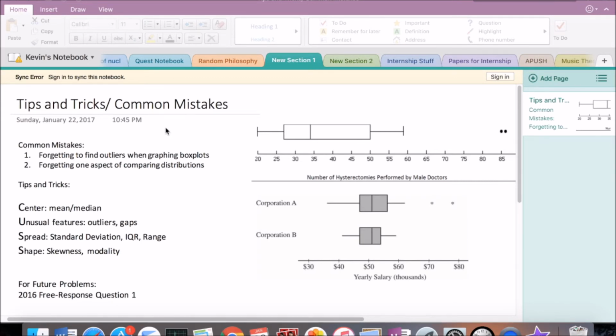Second one is forgetting one aspect of comparing distributions. So to solve for that, we recommend that you have an acronym in mind that helps you remember every aspect. Here we have CUSS, C for center, U for unusual features, S for spread, and the last S for shape. So to use this on the example to the right, for C, we could talk about how corporation A and B have approximately the same median. For U, we could talk about how corporation A has 2 outliers while corporation B doesn't. For spread, we could talk about how corporation A has a higher IQR and range than corporation B. And for shape, we could talk about how corporation A is slightly skewed to the right while corporation B is slightly skewed to the left.